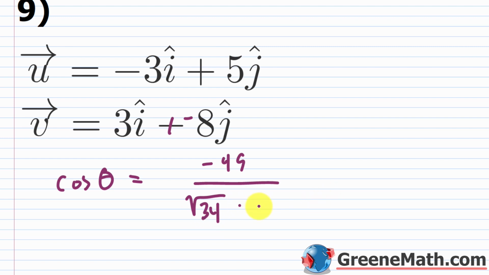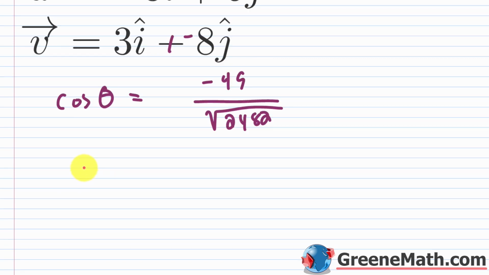The other guy is the magnitude of the vector v. So this is the square root of, you have 3 squared, which is 9, and then plus negative 8 squared, which is 64. And we know 9 plus 64 is going to be 73. So this would be the square root of 34 times the square root of 73 down here. Again, you can key this into your calculator, or you can say 34 times 73. That's going to be 2,482. So you can just say this is the square root of 2,482 down here.